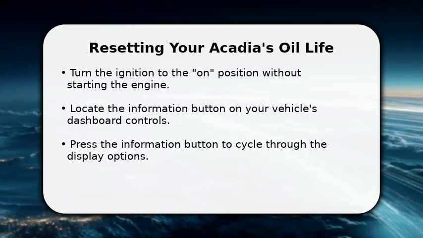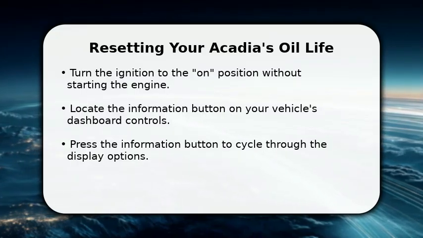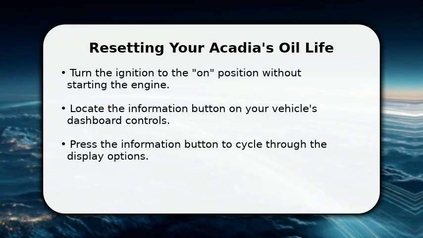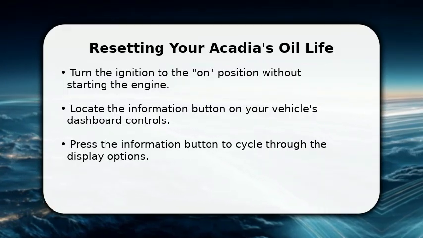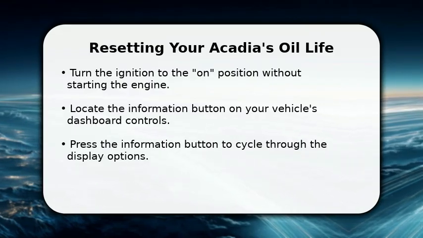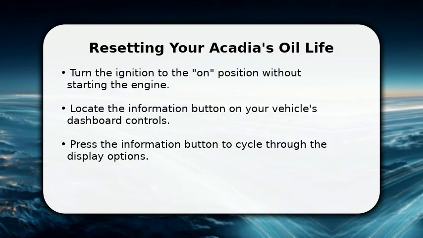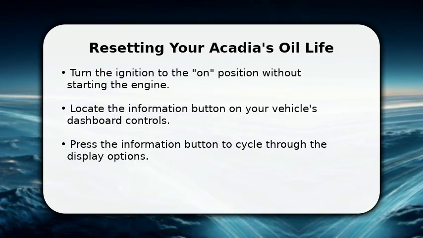In this video, I will explain how to reset oil on GMC Acadia. First, turn your vehicle's ignition to the on position, but do not start the engine. Next, find the information button on your dashboard controls, usually near the steering wheel. Press this button repeatedly to cycle through the various display options until you see the oil life percentage.